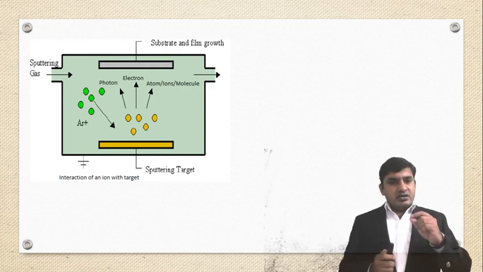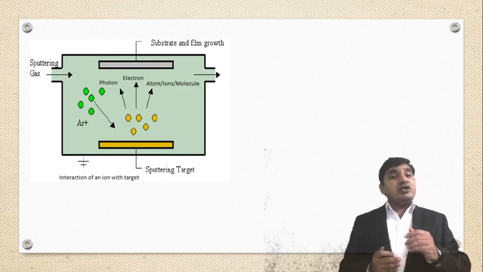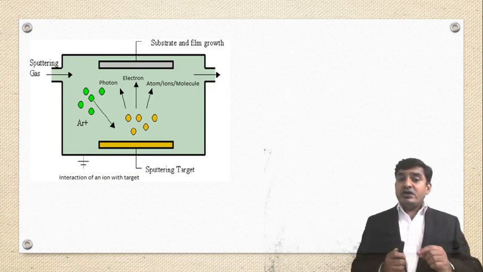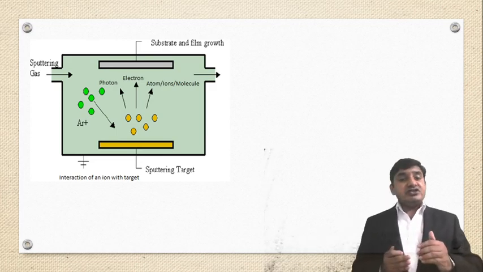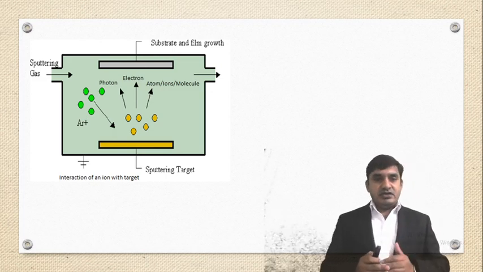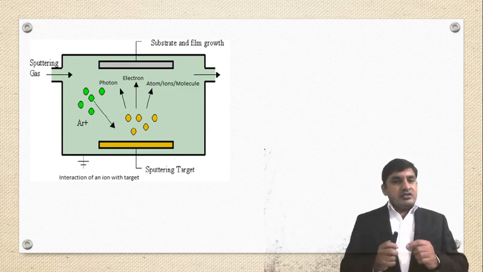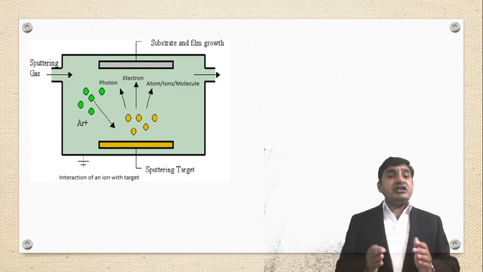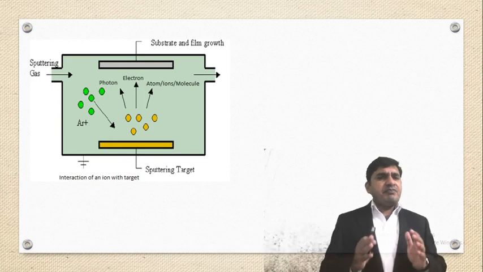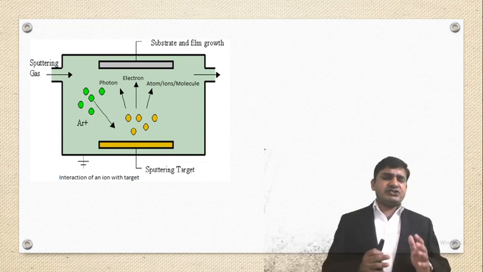Here there is an anode and cathode, and a high voltage is applied across the anode and cathode. We use the sputtering target as the cathode and the substrate as the anode. This whole assembly is placed in an evacuated chamber. Evacuation is carried out, and the pressure inside this evacuated chamber is about 10 to the minus 3 torr.